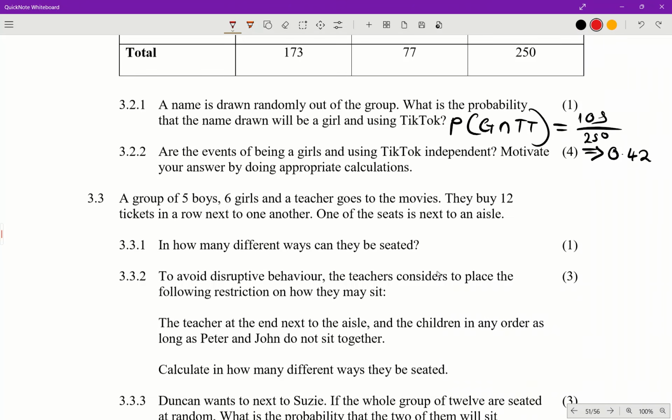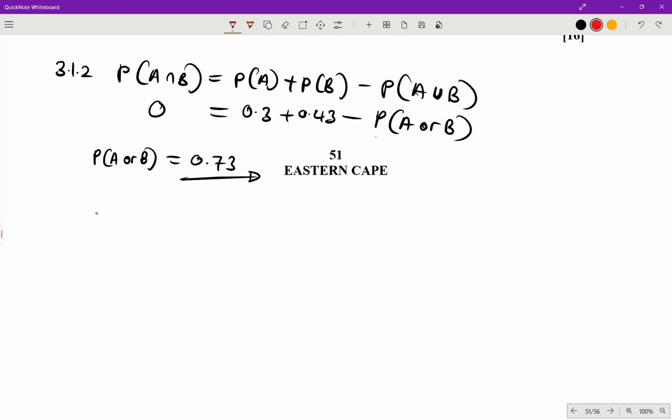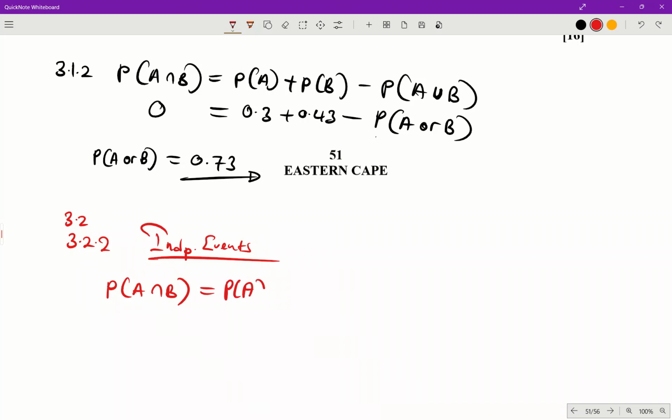This is 3.2.2. So remember, when you are dealing with independent events, guys, I'm always going to write it down. Whenever you're dealing with independent events, this is the golden rule. The probability of A and B is equal to the probability of A multiplied by the probability of B. They ask whether the events of being a girl and using TikTok are independent of each other.